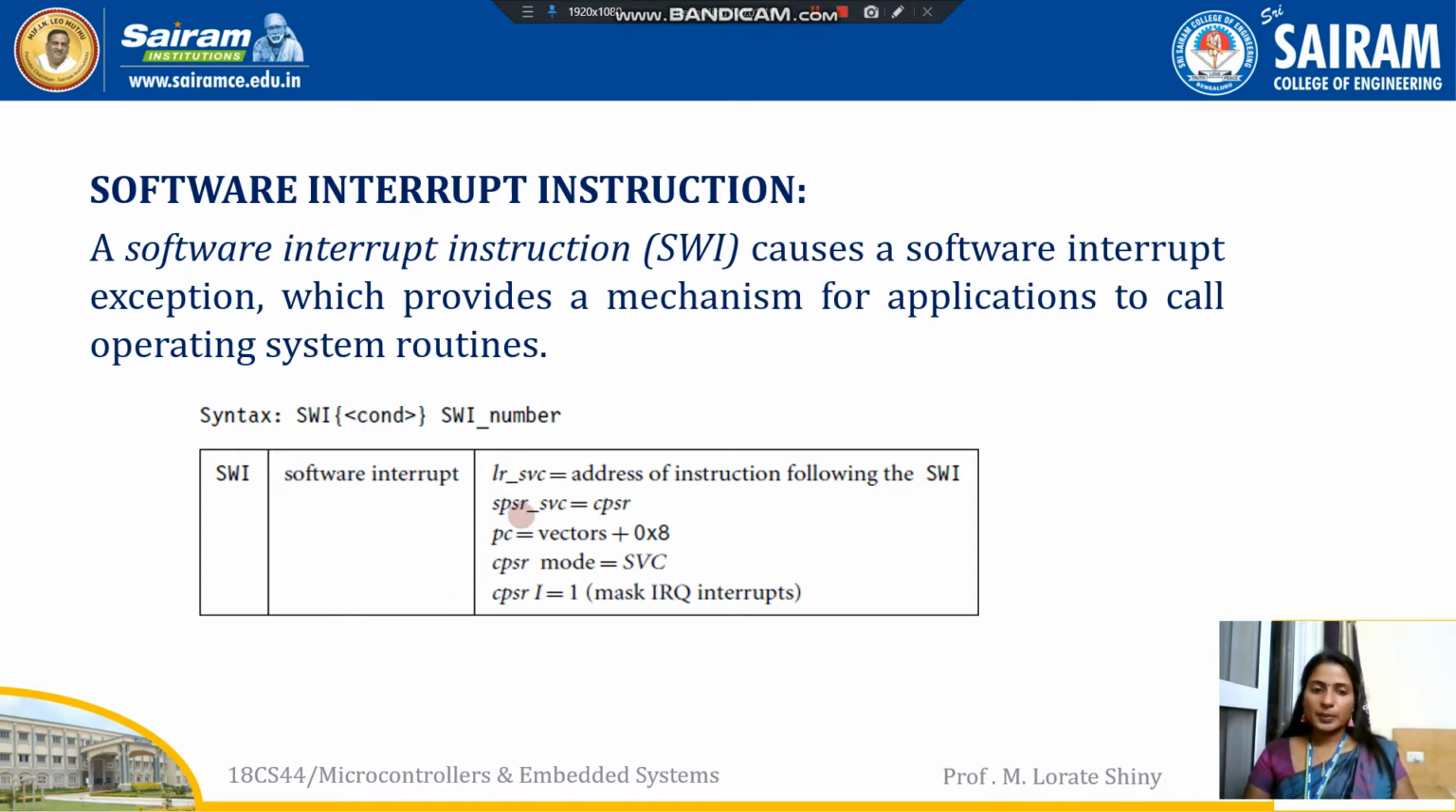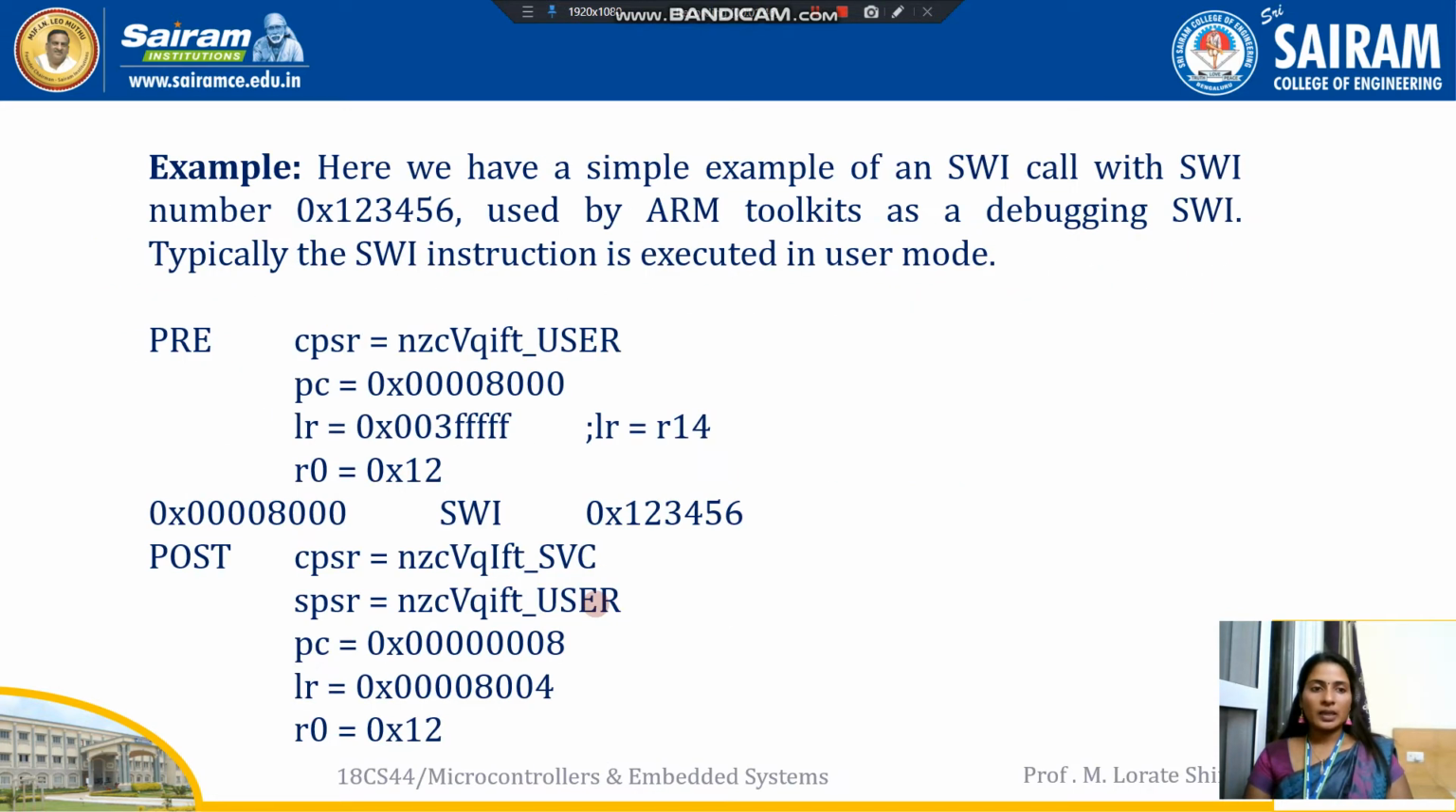Next, SPSR. SPSR is the CPSR only, but the mode will be user mode. Next, PC. The PC address is equal to vector plus 8. Vector address is 0. Sorry, 0 plus 8 is 8. Next is CPSR mode. The CPSR mode should be SVC, supervisor mode. Next, in CPSR, the I bit should be 1. An interrupt occurred, so it should be 1.